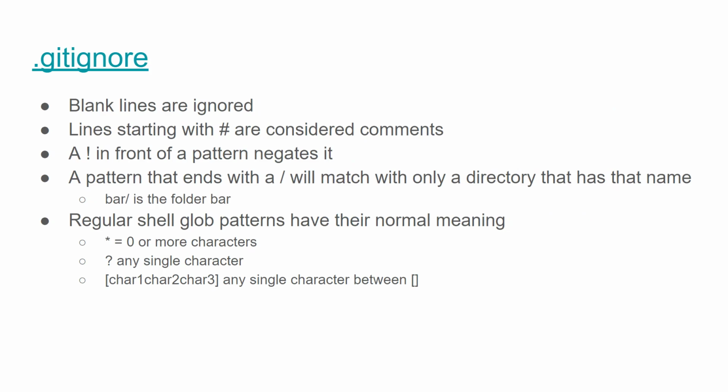It's called .gitignore. Blank lines are ignored. Lines that start with a pound are considered comments. An exclamation in front of a pattern will negate it. A pattern that ends with a slash will only match a directory that has that name. So if you did bar slash, it would be the folder bar, not the file bar. Regular shell glob patterns have the normal meaning. So star means 0 or more characters. A question mark means any single character. Or if you put characters in a set of brackets, it's going to be any single character inside that set.